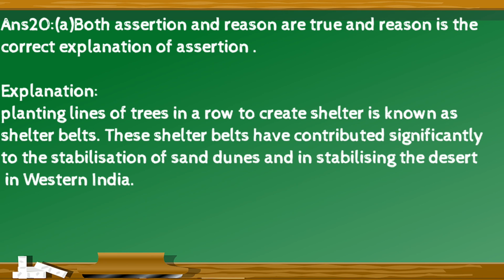The right option is A. Both assertion and reason are true and reason is the correct explanation of assertion. Explanation for this is planting lines of trees in a row to create shelter is known as shelter belts. These shelter belts have contributed significantly to the stabilization of sand dunes and in stabilizing the desert in western India.